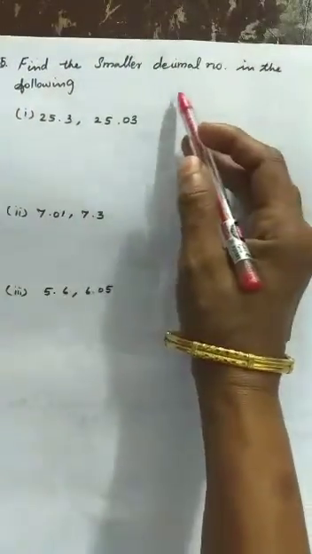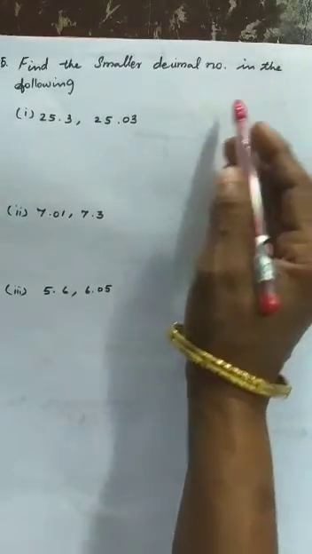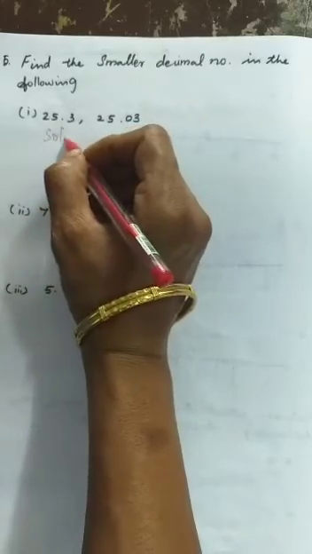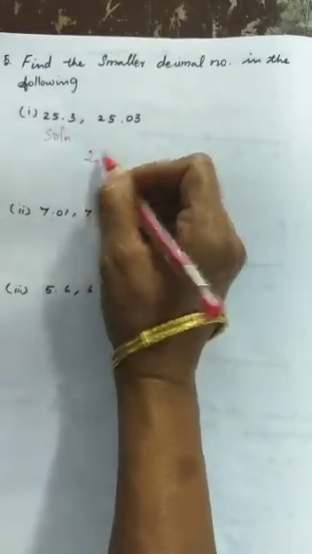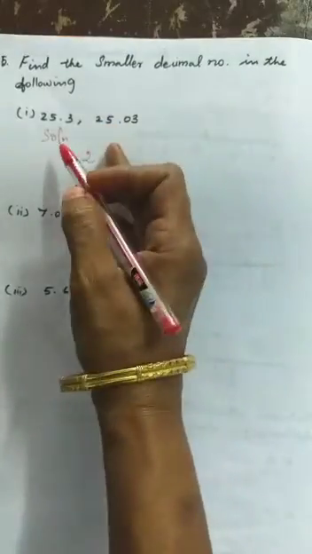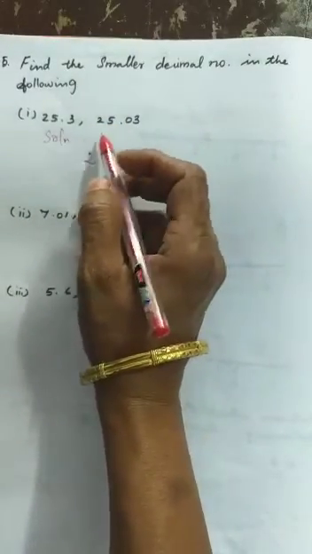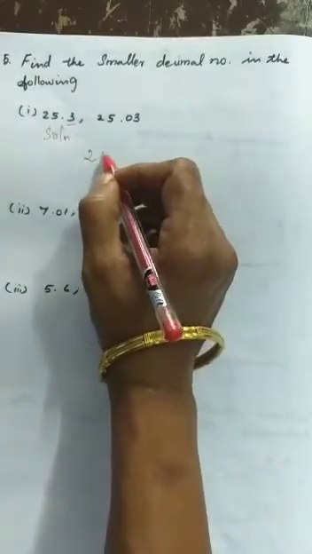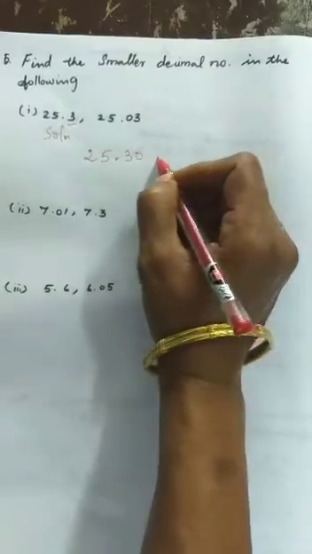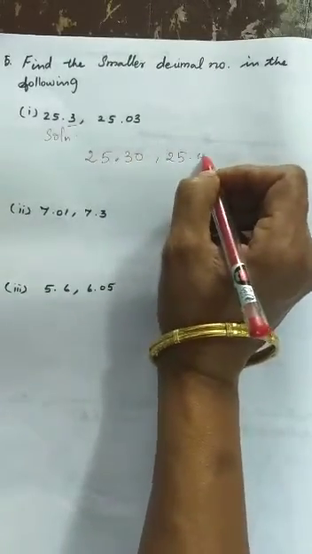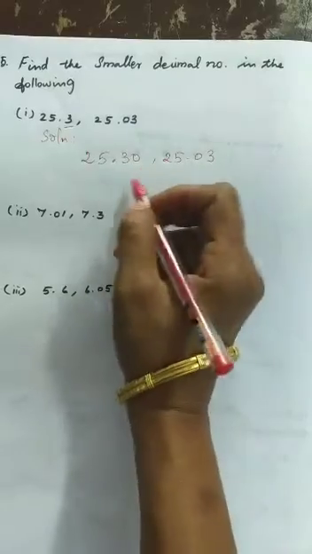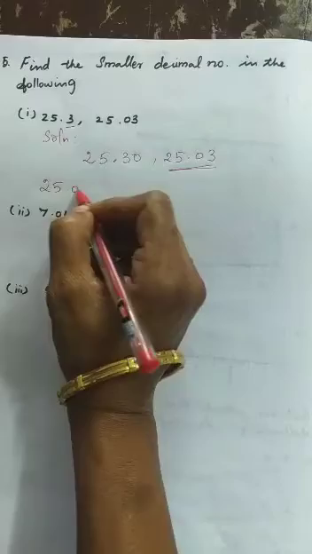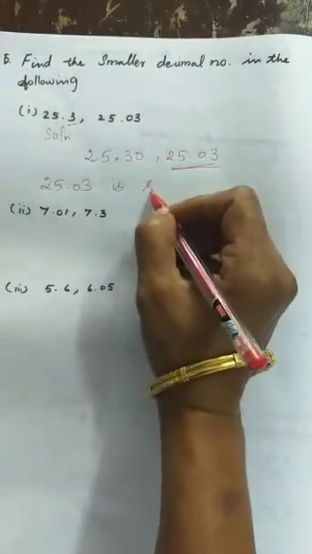Find the smaller decimal number in the following. You make these like decimals. First we shall change this to like decimals. Here the maximum number of decimal places is 2, so you have to make this also 2. So 25.30 and 25.03. Then which is smaller here? Yes, 25.03 is smaller.